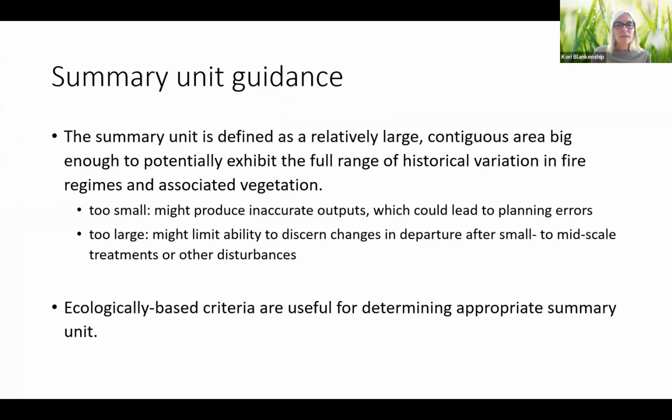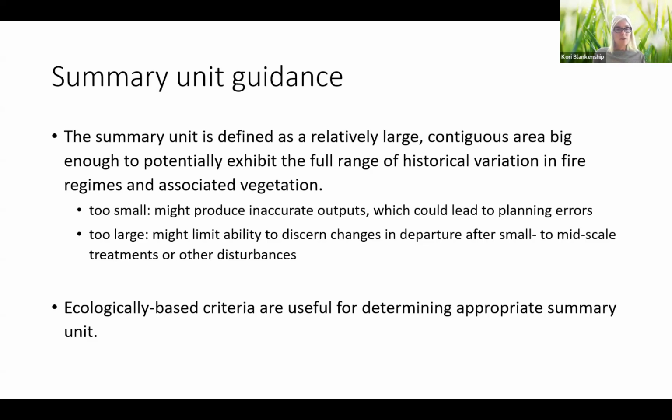What they say is that the summary unit is relatively large, it should be contiguous, and it should be big enough to exhibit the full range of successional states or disturbance regimes. And if you get a summary unit that's too small, you're likely to get inaccurate results, which could lead to planning errors. If you get a summary unit that's too large, you're not going to be able to discern changes in departure, and you might wash out the impact of treatments or other disturbances.